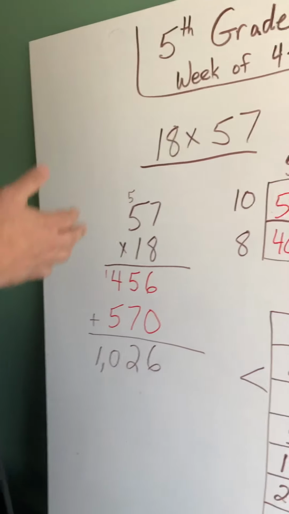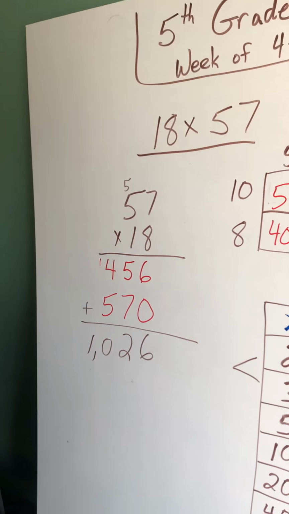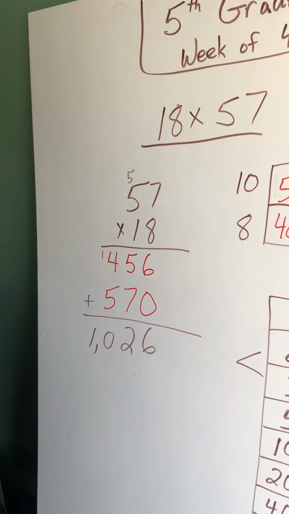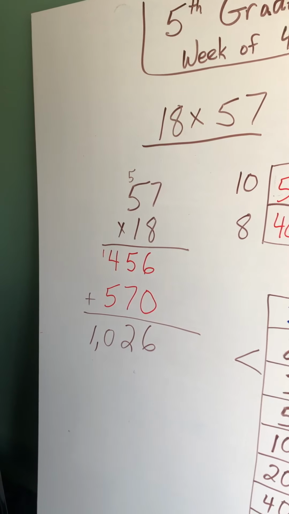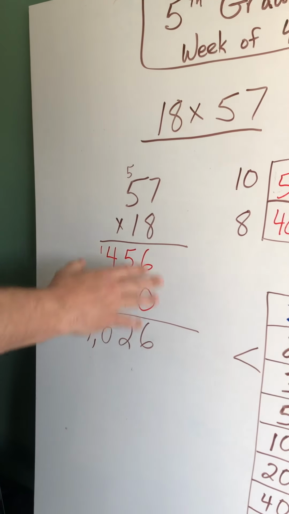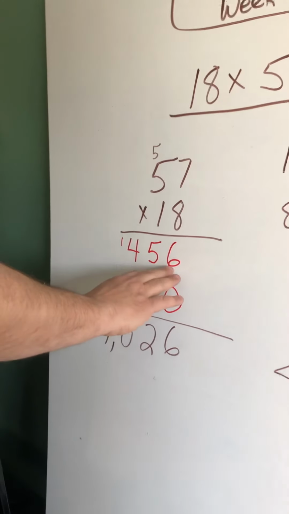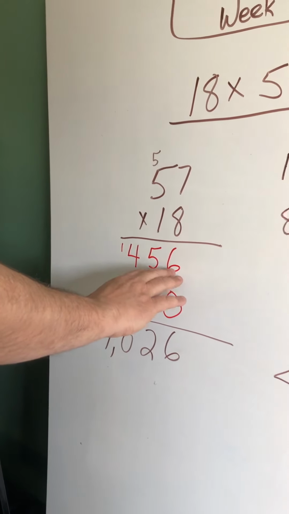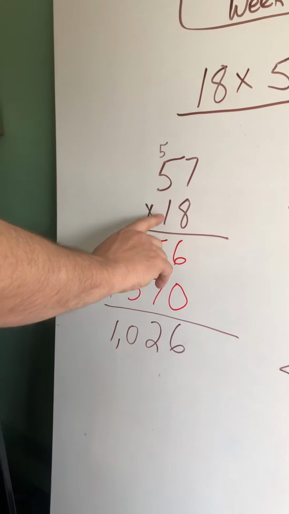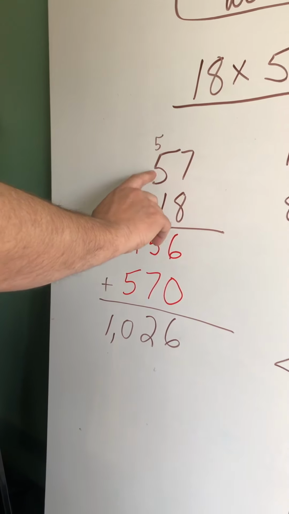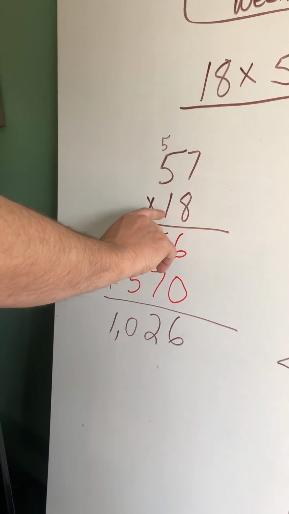So first, I took 18 times 57 and turned it into an algorithm. I already have the answer there, just because I think most of you probably know how to do this. So first you start off with 57 times 8, which is 456, okay? Now, because this particular digit is in the tens place, it's actually 57 times 10.